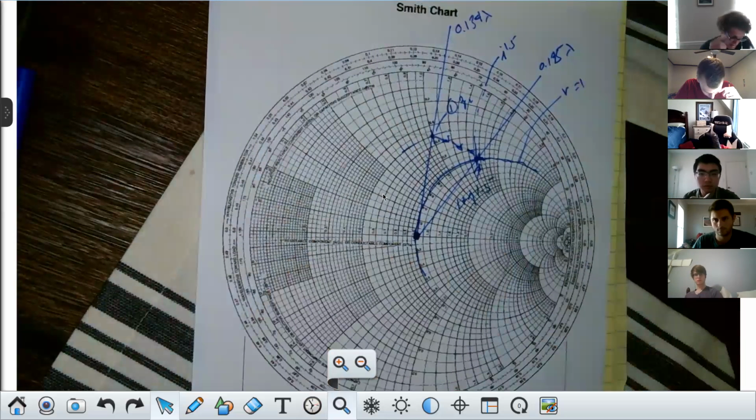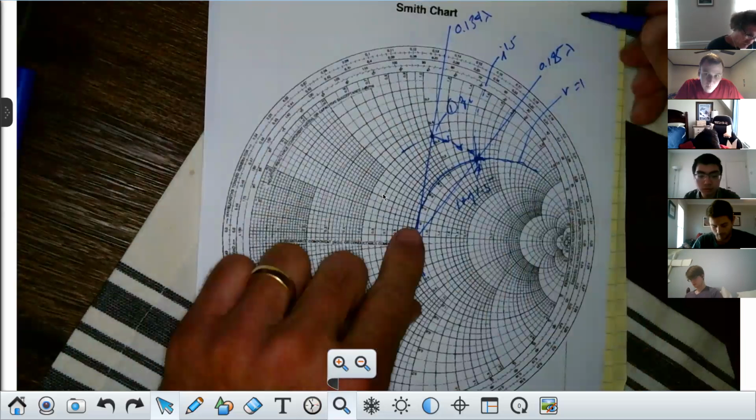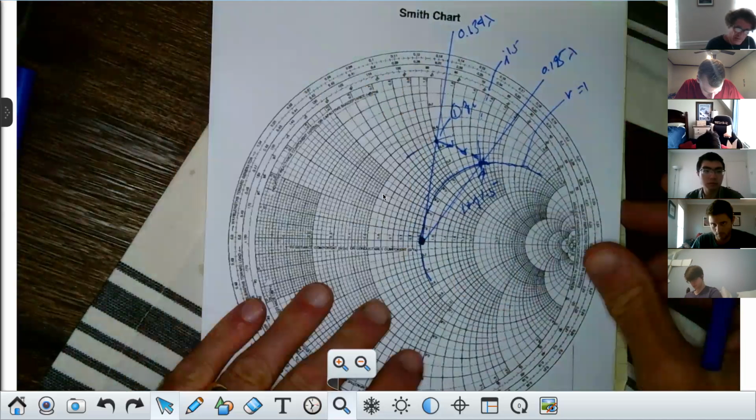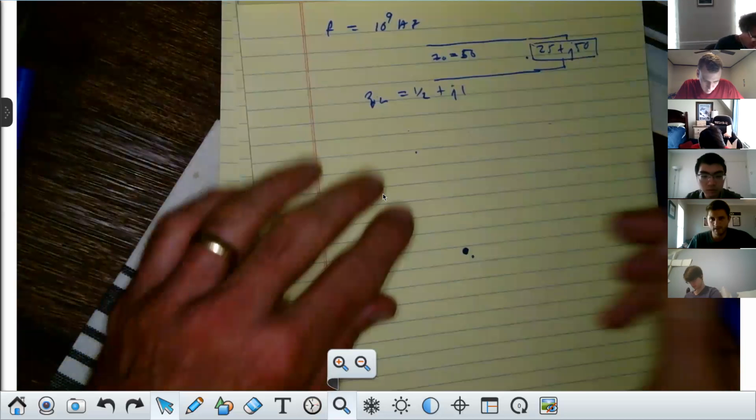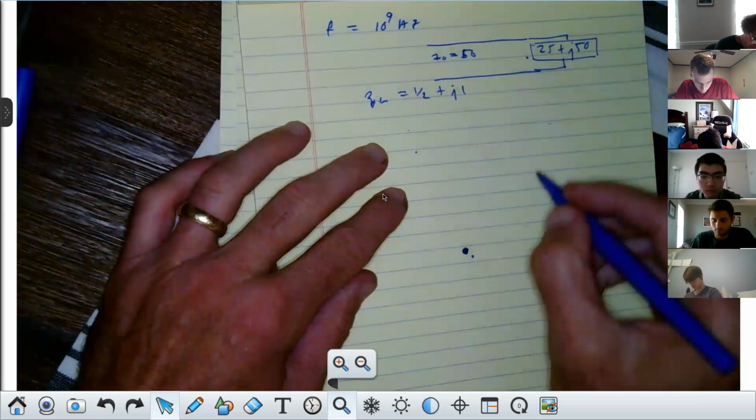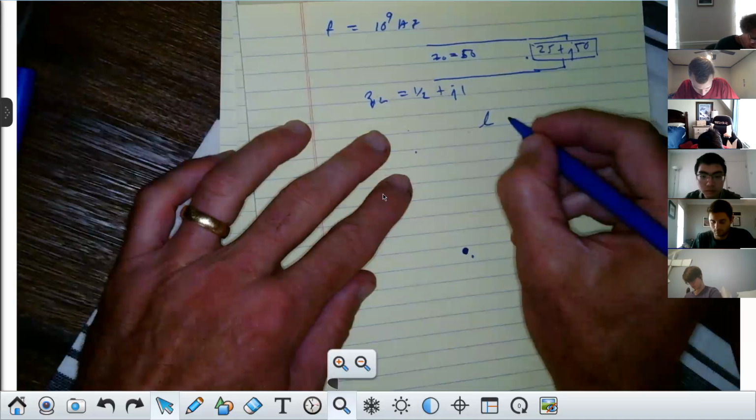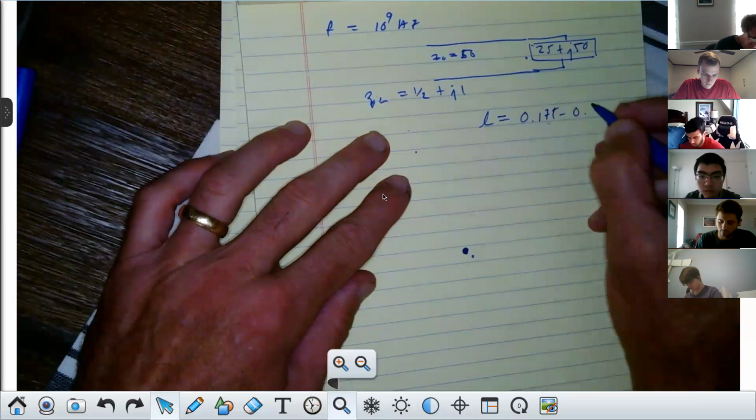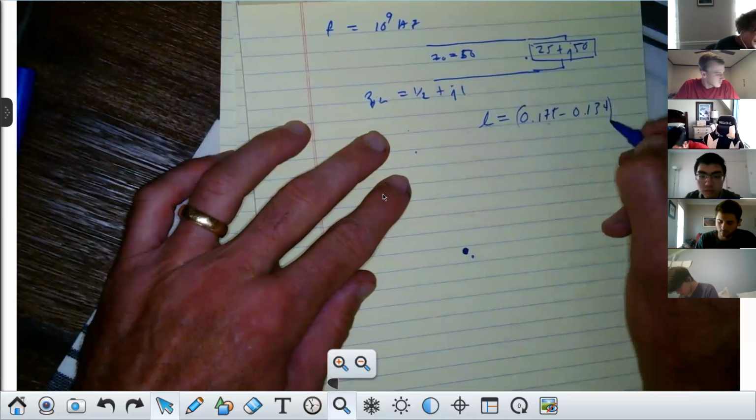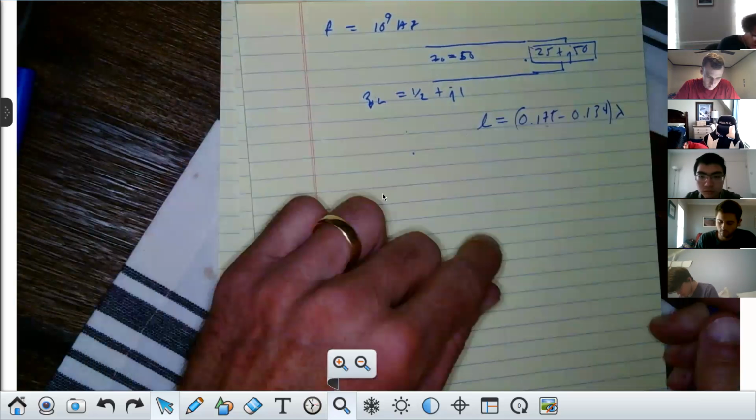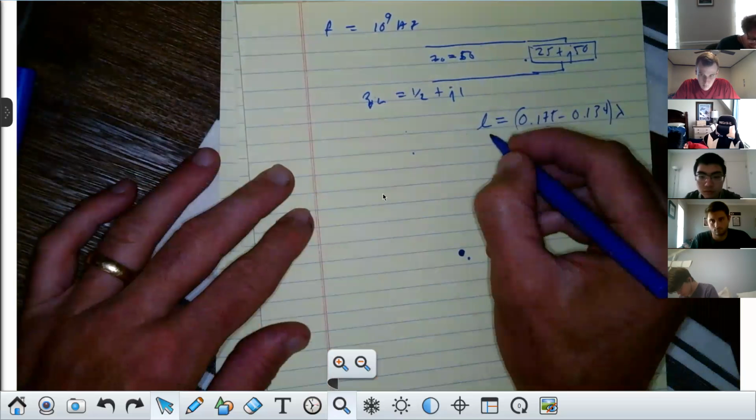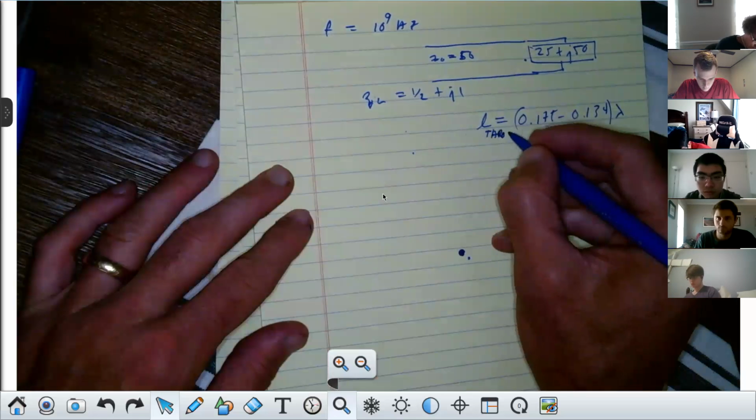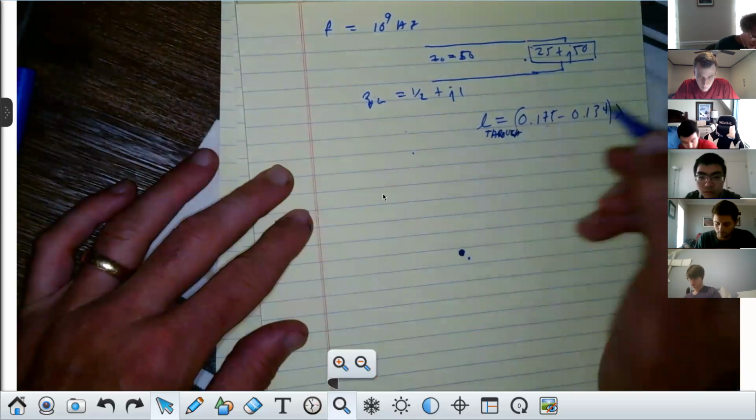Okay. Now, how far did you move? Well, I started at 0.134. I ended up on 0.175. So the distance I'm going to move until I put the stub on, I'll call it the length of the main line, would be equal to 0.175 minus 0.134 lambda. And Dr. Wentworth's book will call this L, and then he'll have a second variable. I just indicated L. I don't mess around with that.